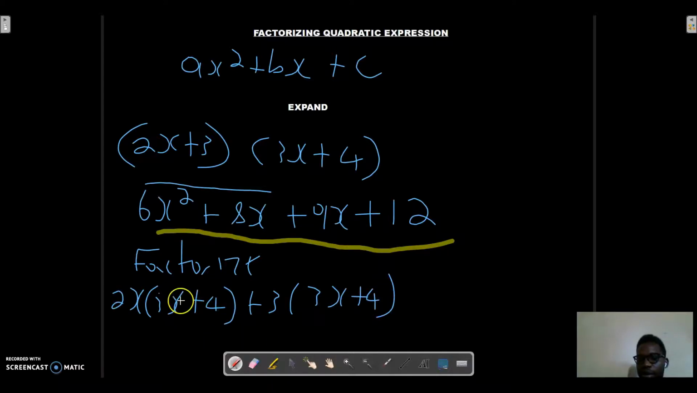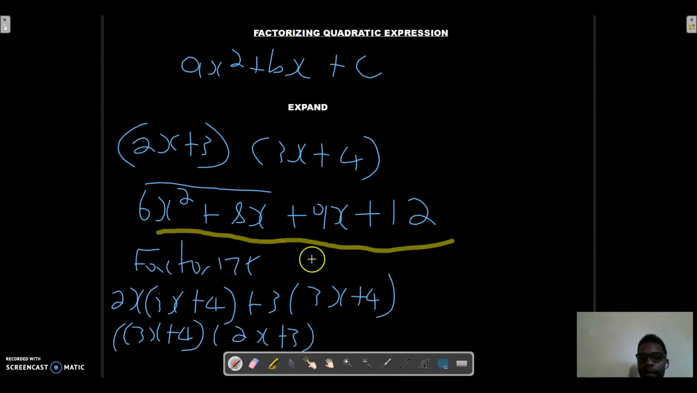Now, notice that the bracket 3x plus 4 is common, so we could factor that out. So I have 3x plus 4, and then I'm going to have 2x plus 3 in the second bracket. And since multiplication is commutative, I could have turned this around and written 2x plus 3 times 3x plus 4. So notice we'd have gone back to this when we factorize these 4 terms.